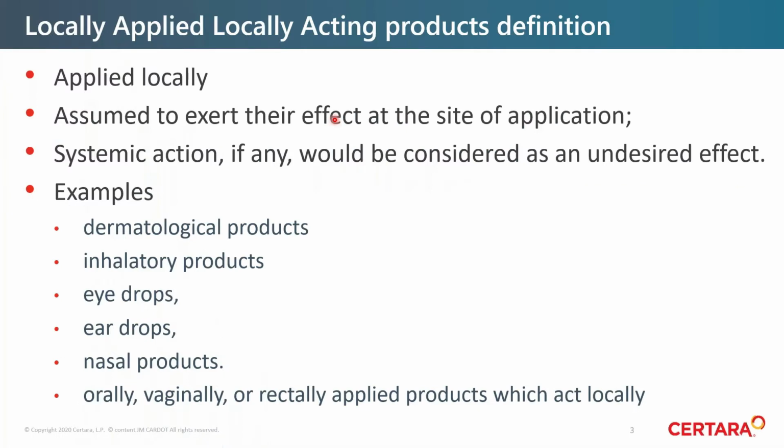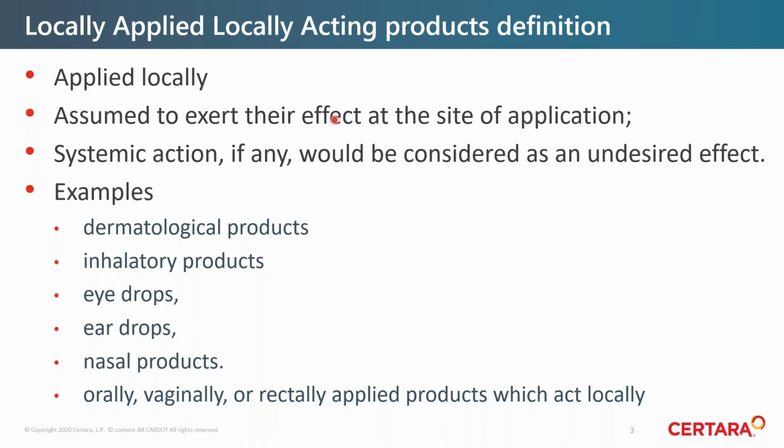What we have to take into account is that when we calculate this type of metrics, it is for locally applied, locally acting products. And what is a locally applied, locally acting product? It's a product which is by definition applied locally, and is going to have its effect on the site of application. If you have any systemic action, it will be seen as a side effect and something which is not desired.